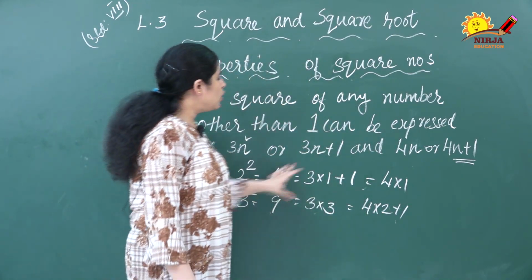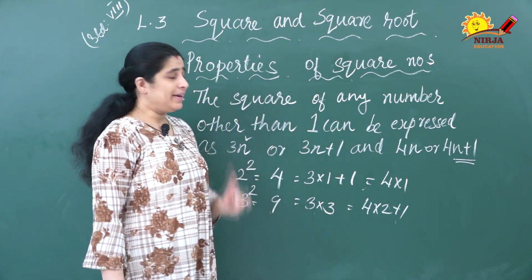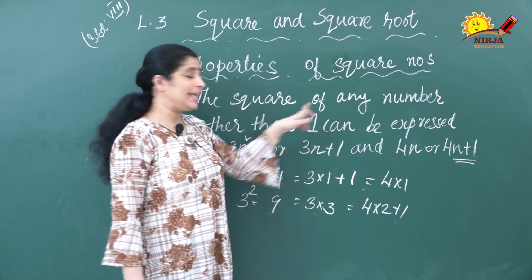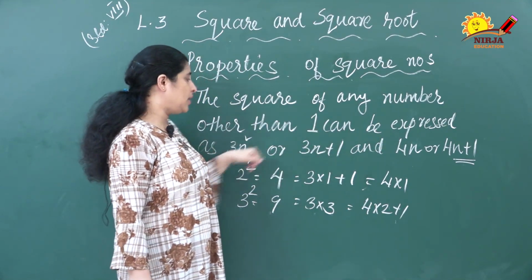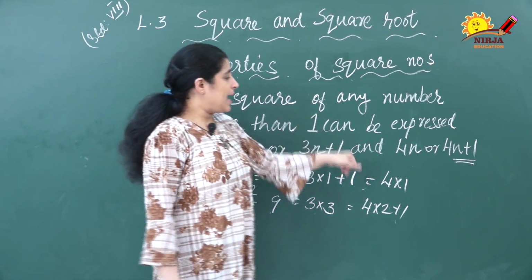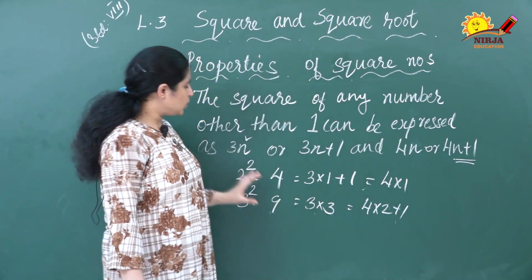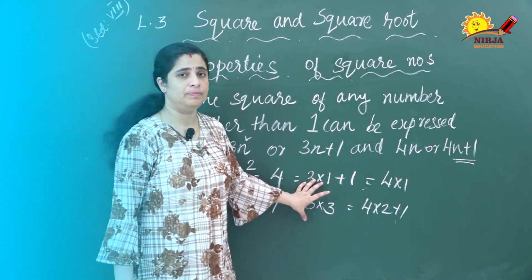We come to know from this example. I will read it again. The square of any number other than 1 can be expressed as 3n or 3n plus 1 and 4n or 4n plus 1. That we concluded with the example.